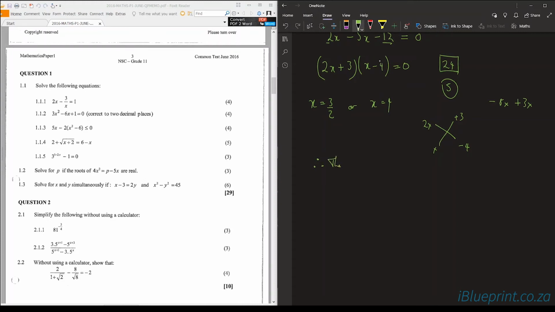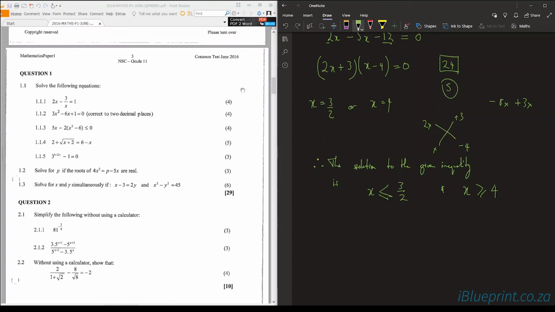Therefore, the solution to the given inequality is x is less than or equal to 3 over 2. In other words, it's to the left of the first root, or it is the first root, because remember it was less than or equal to 0 originally. And some people say or, x is greater than or equal to 4.